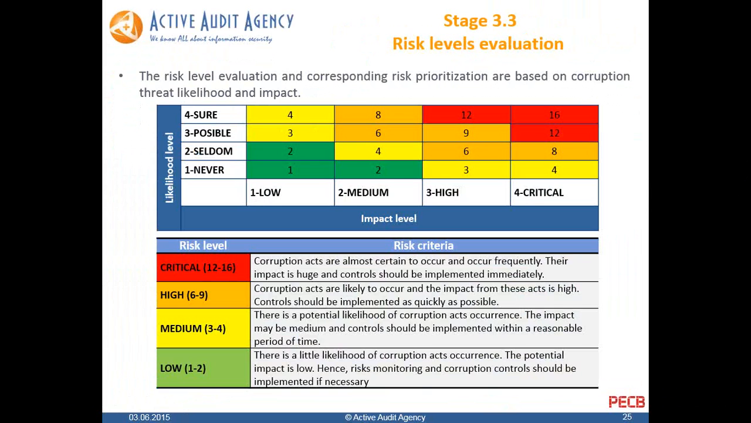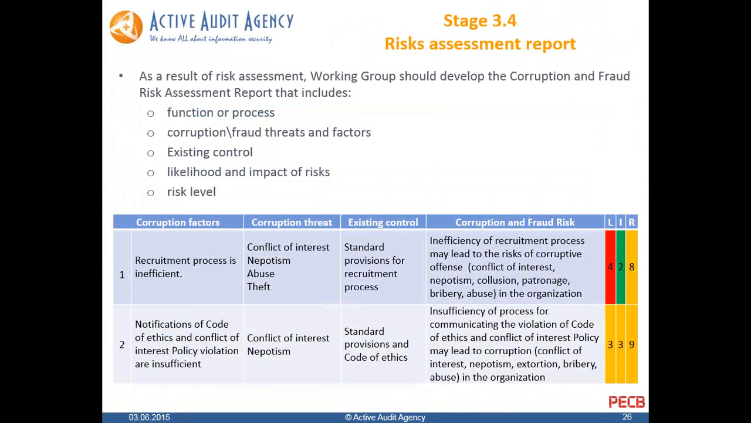And as a result of our stage 3, we should prepare a risk assessment report that includes functions or processes, corruption and fraud threats and factors, existing controls, likelihood and impact of risks, and risk level. Some examples of a risk assessment report you can see on this slide.